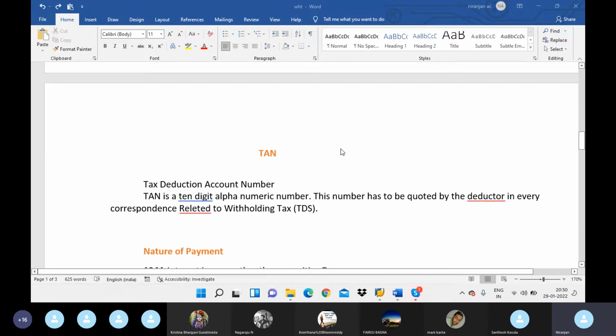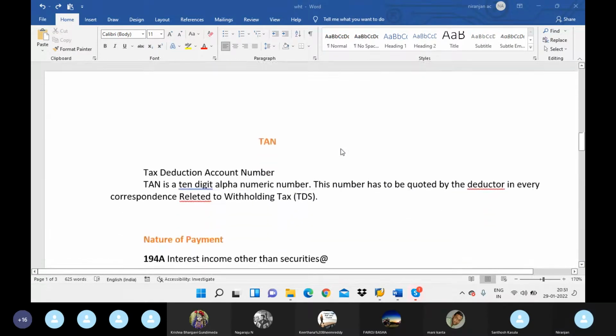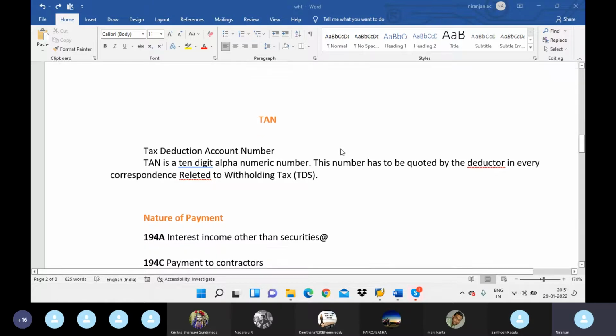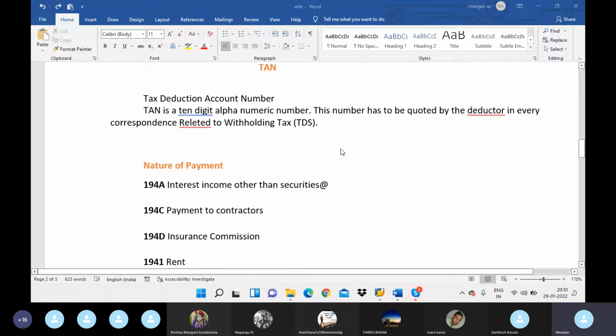And TAN is maintained by the employer. TAN stands for tax deduction account number. TAN is a 10-digit alphanumeric number. This number has to be quoted by the deductor in every correspondence relating to the withholding tax.